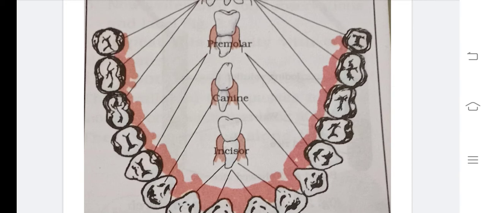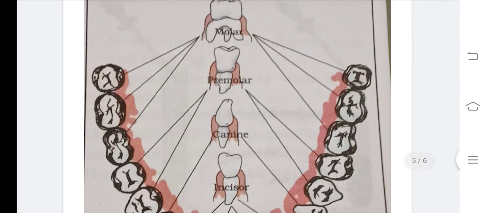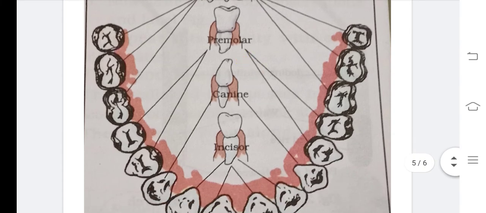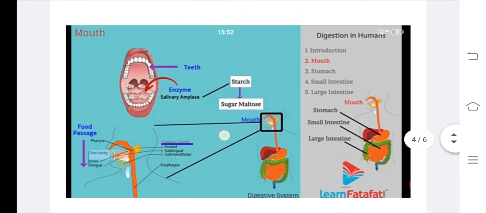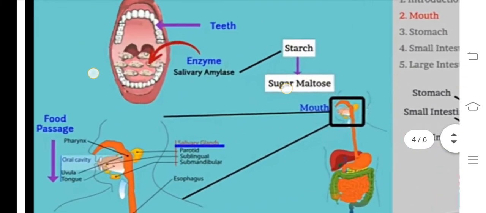4 premolars in the upper jaw, 4 premolars in the lower jaw. Totally 8 premolars are there. 6 molars in the upper jaw and lower jaw. Totally 16 teeth are in the upper jaw and 16 teeth are in the lower jaw. Totally 32. Right, children? Next, the tongue present in the mouth pushes the food into the esophagus.